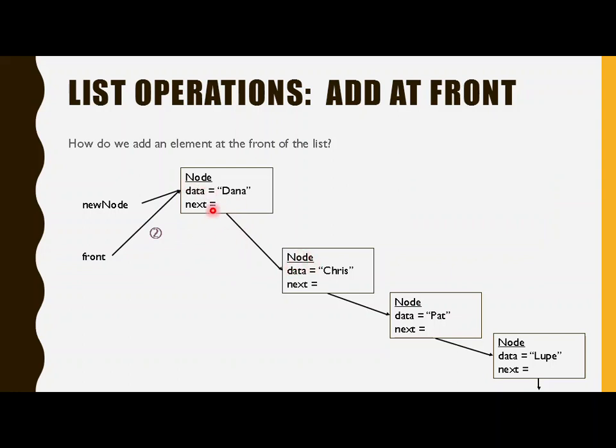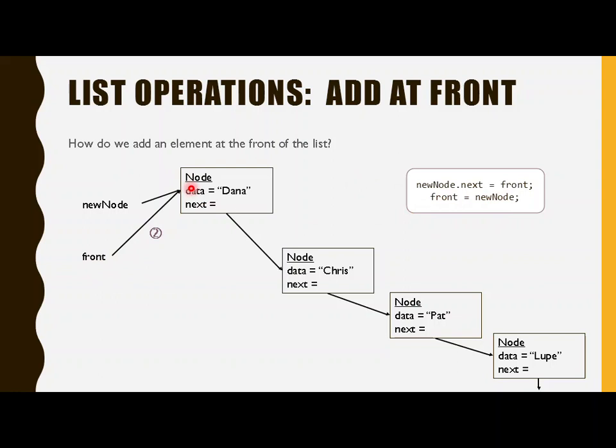Well, now that this has a secure hold on this, this has now got this safe. Now we want to point front at this, because now this is the new front of the list. We're adding to the front. So front needs to point to there. So how do we do that? Well, we add another line of code that says front points to the same thing that new node points to. Front points to new node, right? So that does the second thing.